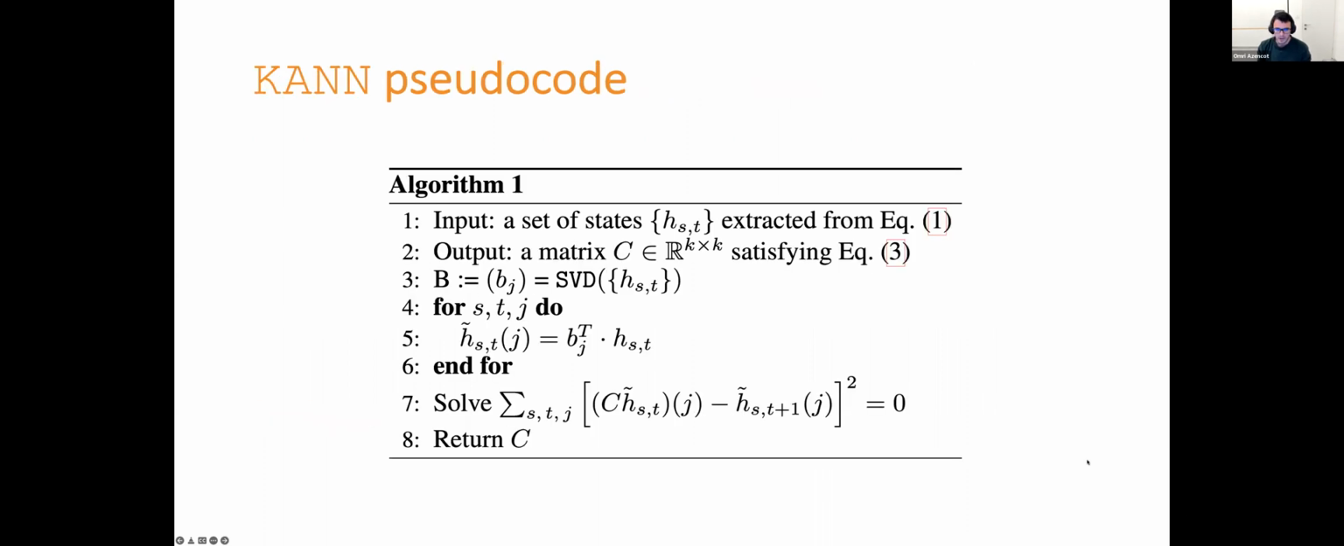This is just a pseudocode. I don't think there is anything additional to what I described. I just mentioned here in step 3 that we take PCA or SVD of H. So here we take a particular choice, and all the rest seems to be very similar.